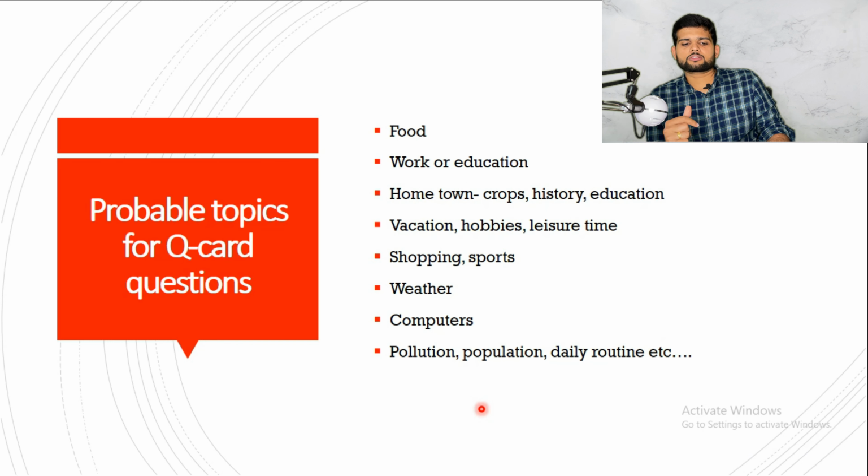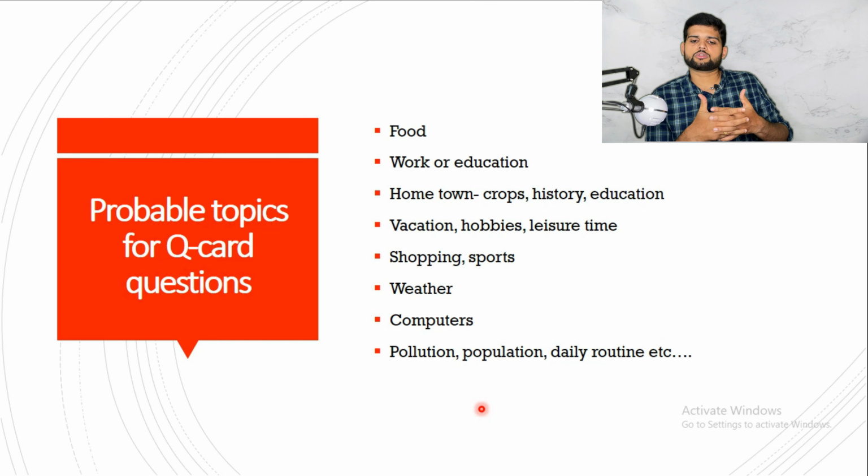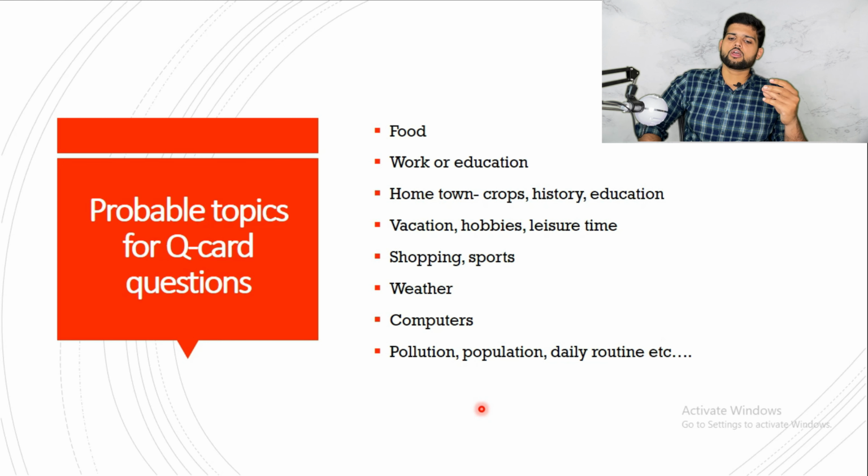Now, probable topics for cue card questions. This is your task 2, wherein the majority of people get shivers and get nervous and end up losing scores. I have listed a few probable questions, and there are many more ideas which may come. We cannot really predict it, but definitely questions about food will come, and about work or education, hometown, crops, what kind of crops you grow, history, education of your hometown, vacation, hobby, leisure time, shopping, sports, weather, computers, pollution, population related things, daily routine, etc.